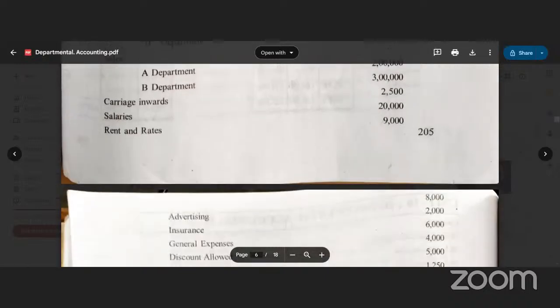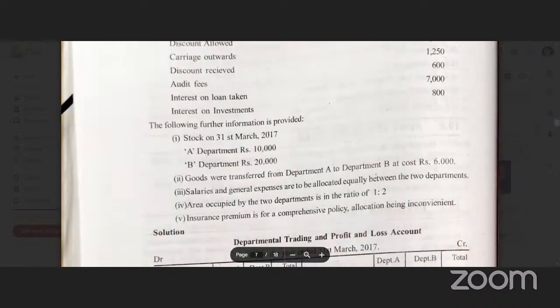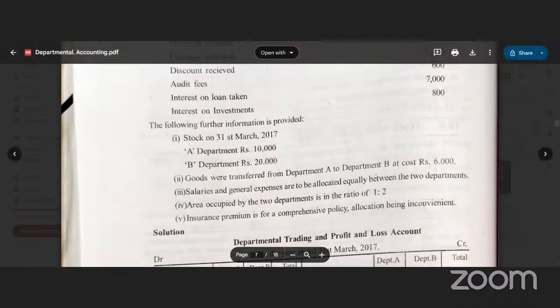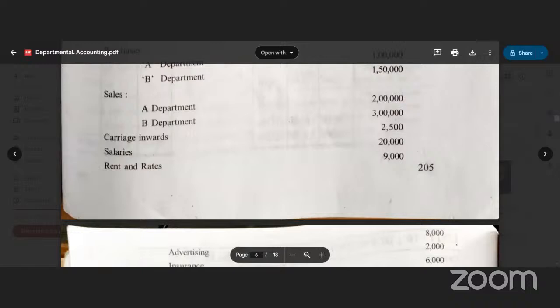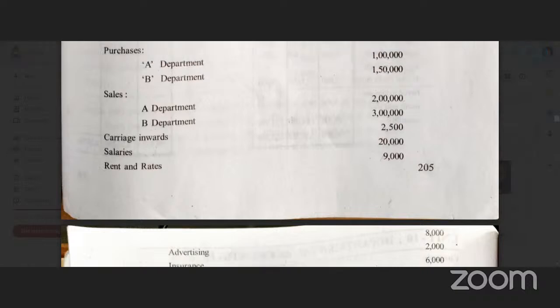Next one is salaries, and rent and rates. See, for salaries he gave the instruction: salaries and general expenses to be allocated equally between the two departments. Because for salaries, we are not provided any information relating to the number of workers. If it had been provided, we would have used it. So nothing is given, and he gave the instruction to divide equally. Understood? If any instruction is given, we are supposed to go as per the instruction.